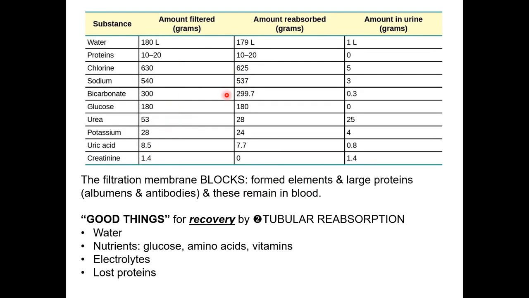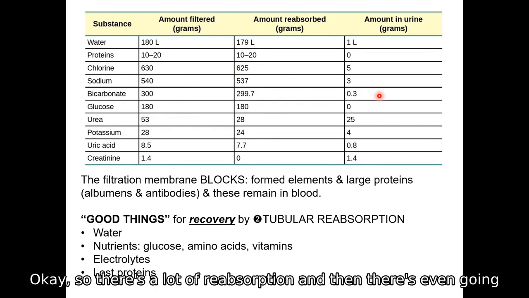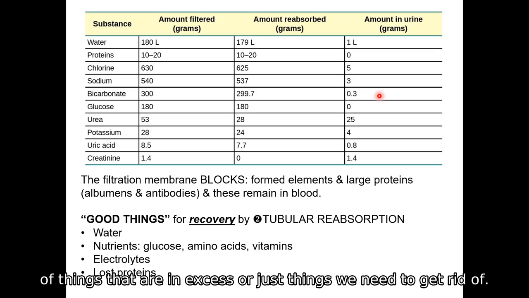So this is the amount that's filtered. This is the amount that's reabsorbed. And so this is what ends up in urine. Okay, so there's a lot of reabsorption, and then there's even going to be some secretion of things that are in excess or just things we need to get rid of.